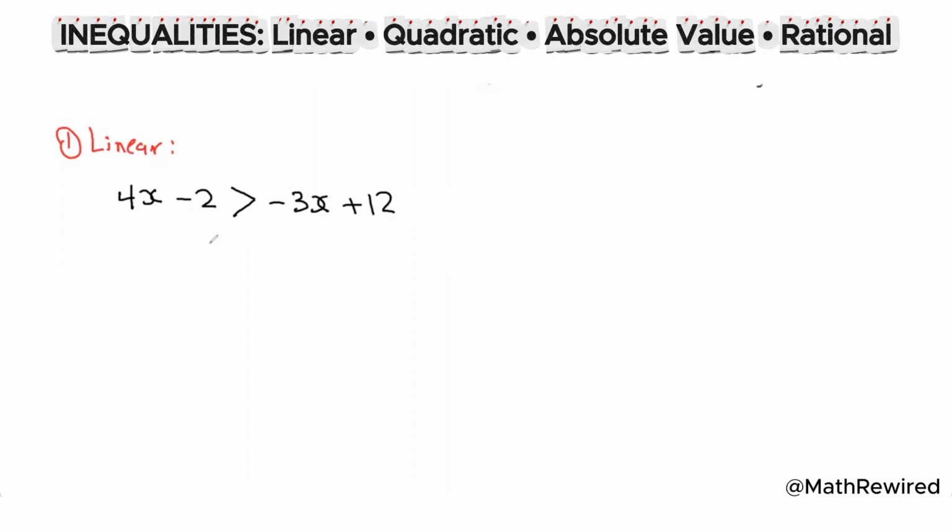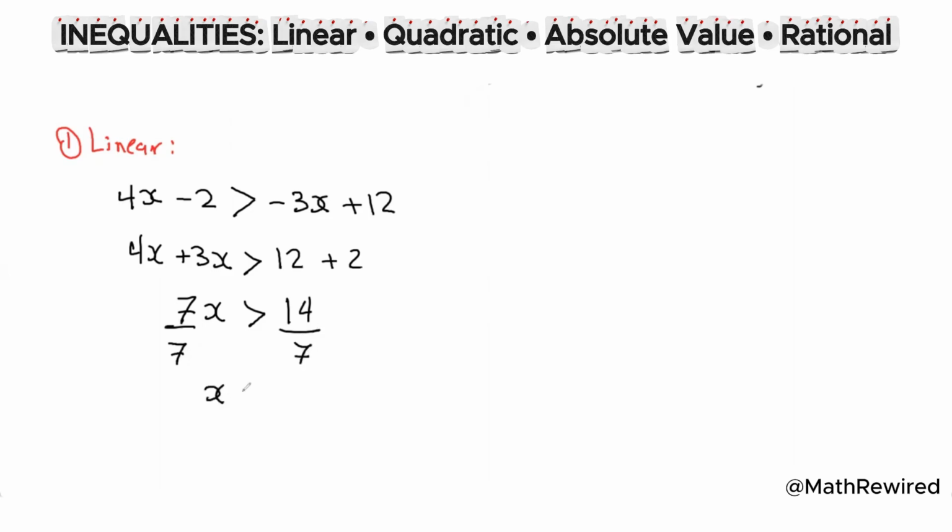So here, you just deal with it algebraically, and you treat the inequality sign as if it was an equal sign. So I'm going to move the negative 3x to this side, becomes positive. I'm going to move the negative 2 to this side, it becomes positive as well, because they're negative on the other side. So here we're going to have 4x plus 3x is greater than 12 plus 2. Now that's 7x is greater than 14. Divide both sides by 7. And therefore x is just greater than 2.